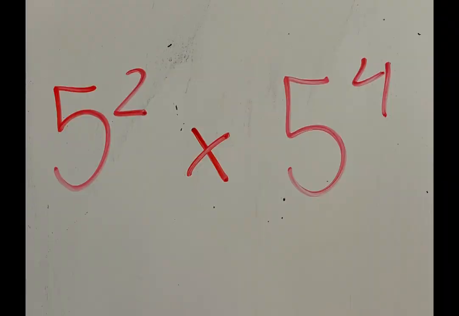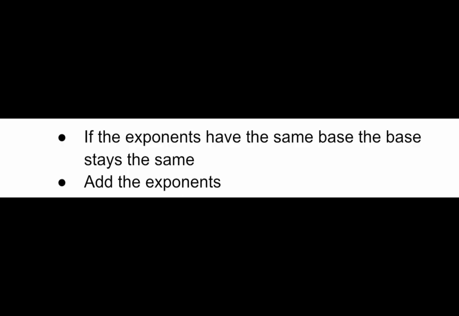Problem 1, 5 to the power of 2 times 5 to the power of 4. When multiplying exponents, check if it has the same base as the other number. This is because when multiplying exponents with like bases, you add the exponents. Then keep the base the same and add on the new exponent. Now we will use this rule to solve this problem.